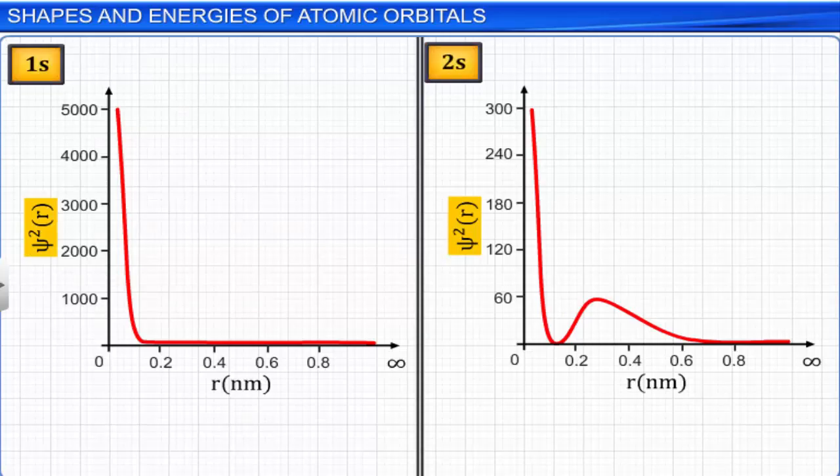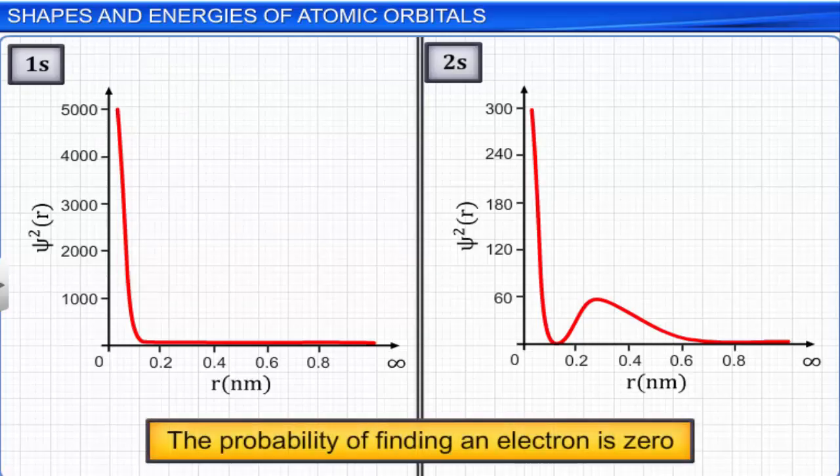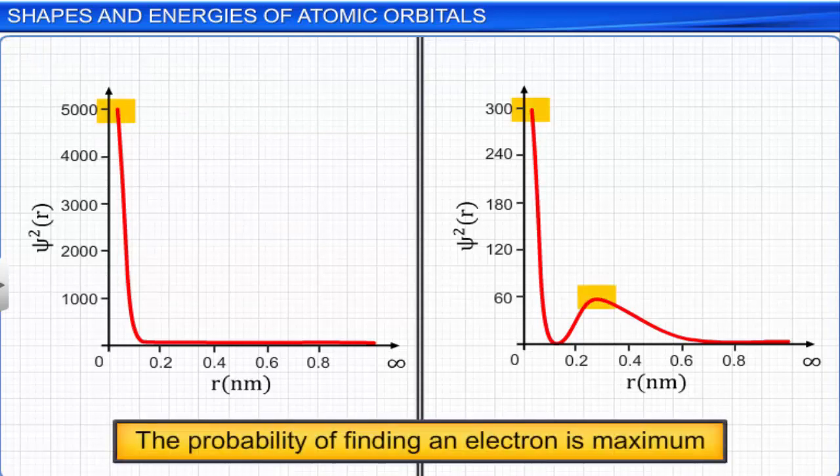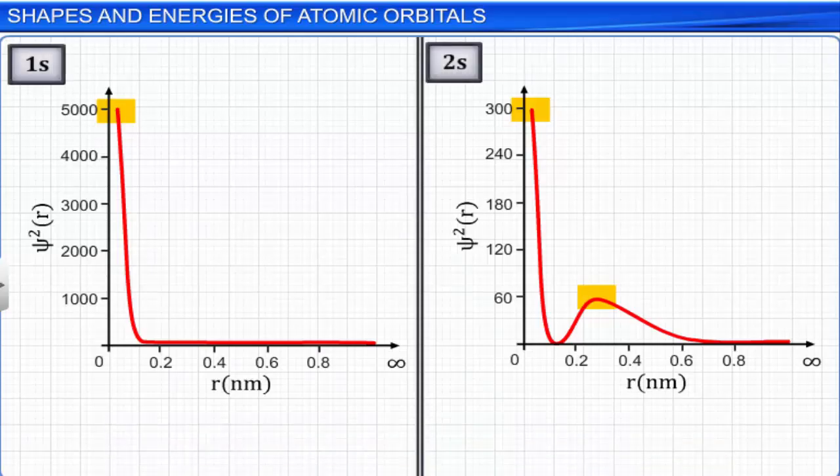The following are the important conclusions that can be drawn from these plots. At r equals 0 or infinity, that is, at the nucleus or at infinite distance from the nucleus, the probability of finding an electron is 0. The peak of the curve indicates that the probability of finding the electron at this distance is maximum. For s orbitals, the number of peaks obtained in the plots is equal to the n value. Hence, for 1s and 2s orbitals, the number of peaks obtained are 1 and 2 respectively.